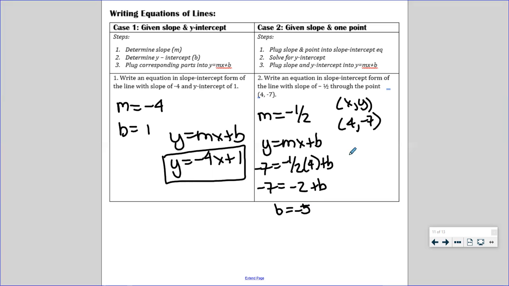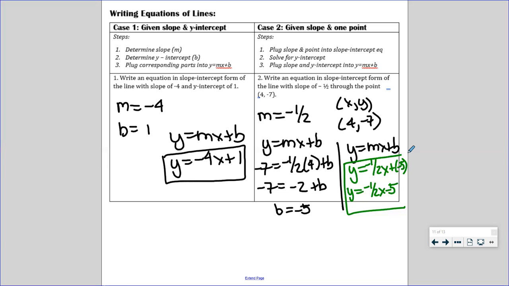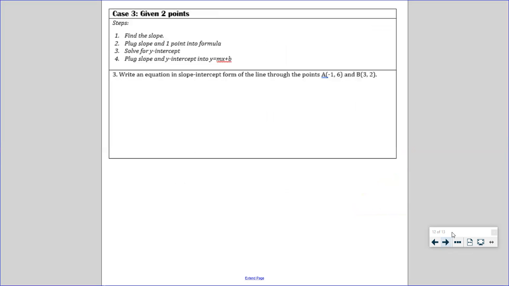So once we find that, then we use the y equals mx plus b again, and then plug in our slope and our b. So with that, I'm going to use another color. So y equals -½ x plus -5, or you can just put y equals -½ x minus 5. Either way is fine.